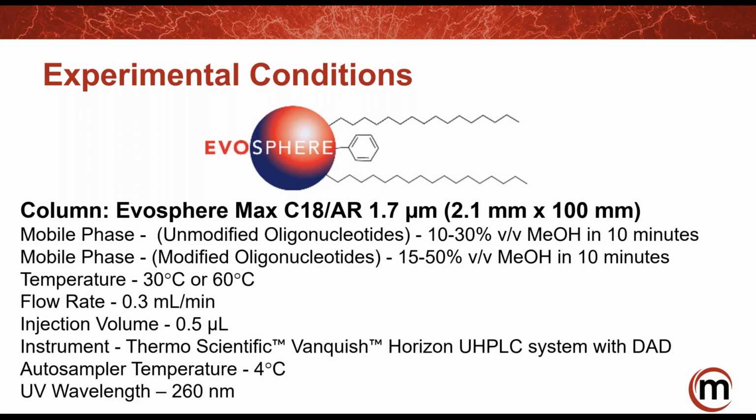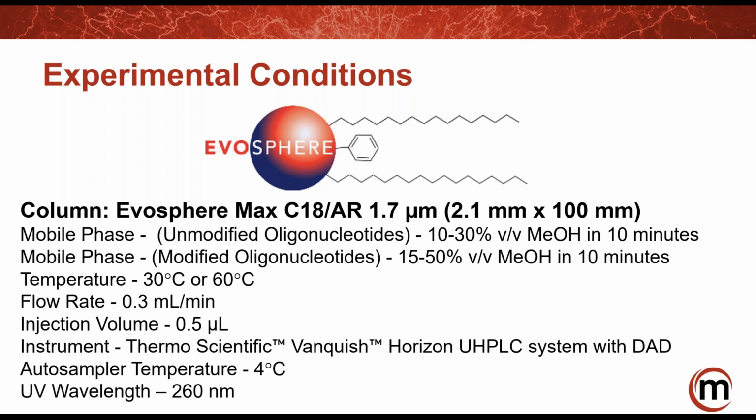The Max indicates that it is a coated hardware, because that's important with oligos. They're very sticky. The column that we chose was a 1.7 micron and a 2.1 by 100 millimeter. The mobile phase, there's 2 different mobile phases. We have the unmodified oligonucleotides that are using in the range of 10 to 30% methanol in 10 minutes. And then you have the modified oligonucleotides, which are using more of a 15 to 50% methanol in 10 minutes. The temperature, where we've looked at 30 or 60 degrees C, flow rate is standard because we want to apply this eventually to an MS.